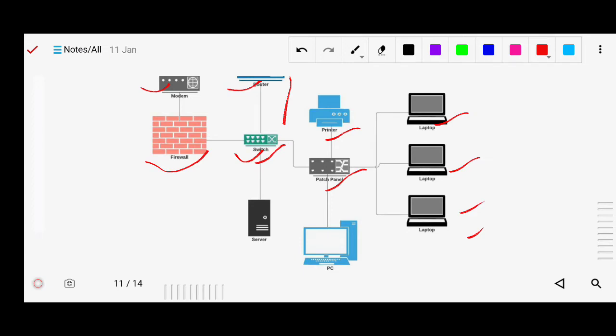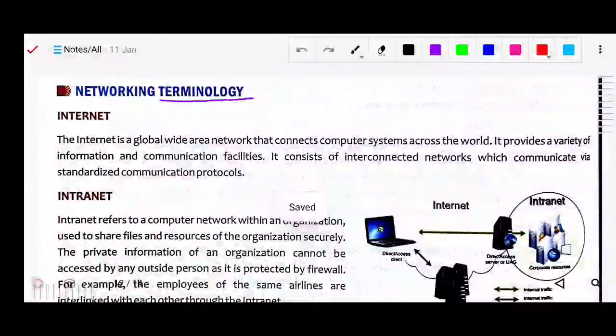Okay, now we will see which networking terminologies are there. Some of the terminologies, like first of all, internet. What is internet? The internet is a global wide area network that connects computer systems across the world. It provides a variety of information and communication facilities. It consists of interconnected networks which communicate via standardized communication protocols. So that is the internet.